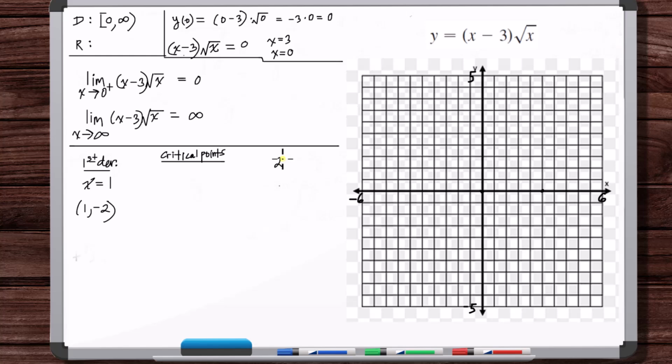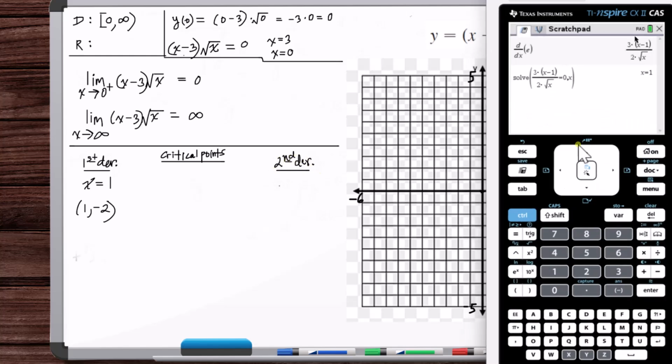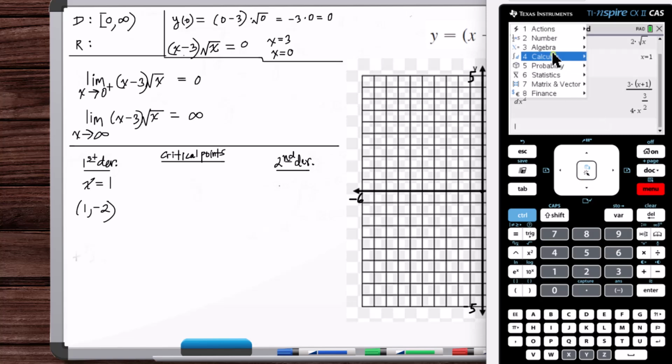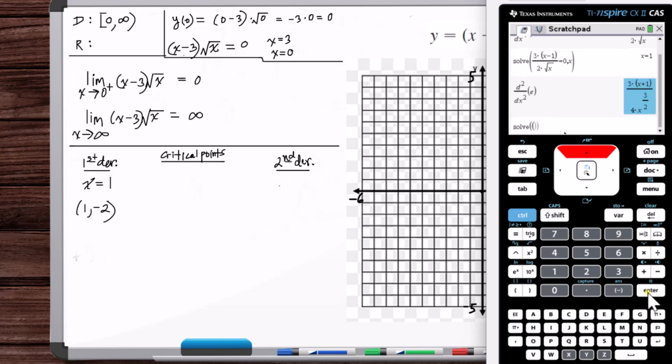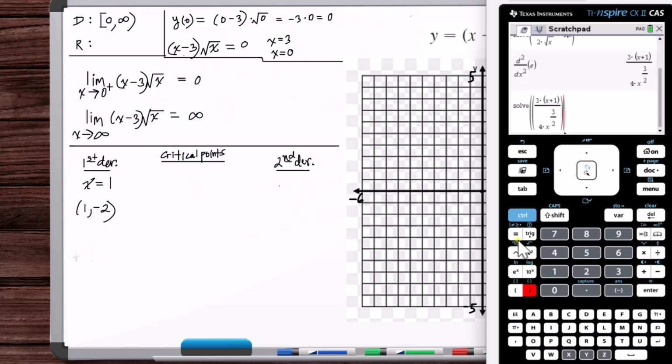All right, now the second derivative, okay, and then if we solve, x is equal to minus 1. Okay.